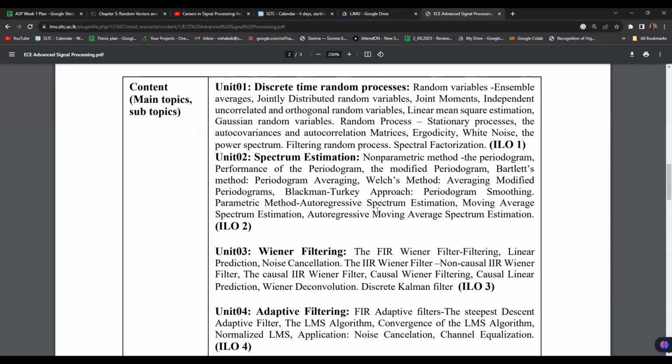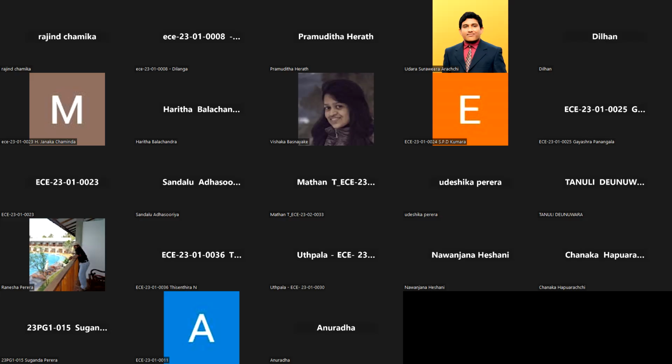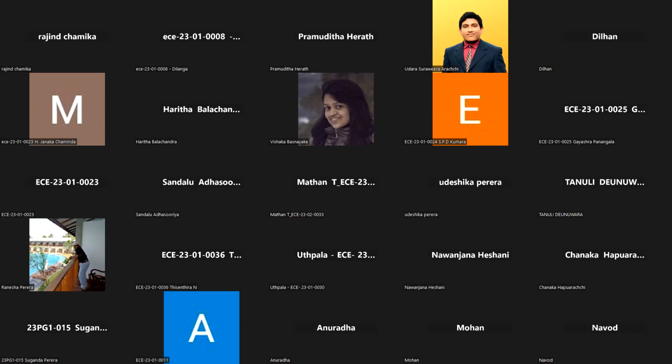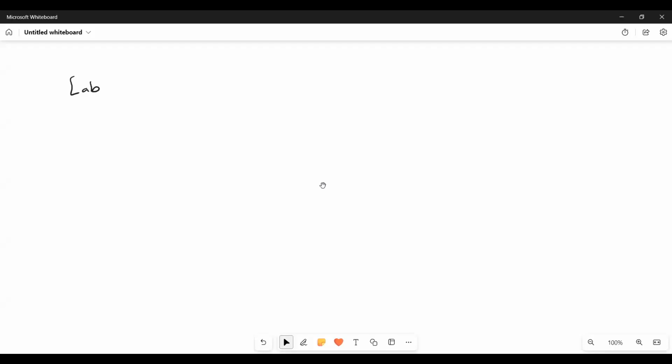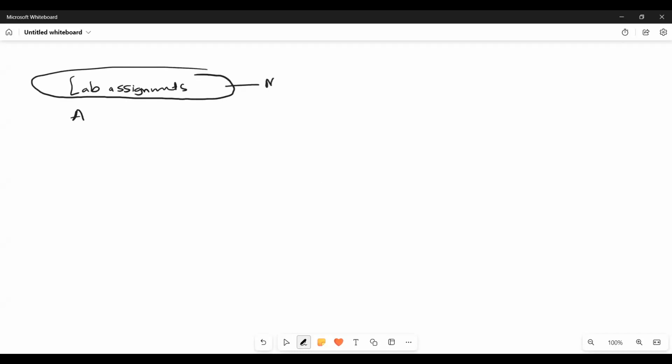Will this be 100% exams, or are there going to be any simulations or assignment content? We are actually going to give some lab assignments based on Matlab simulations. About 5 lab assignments I will give using Matlab. There will be no other assignments, basically just lab assignments based on Matlab.